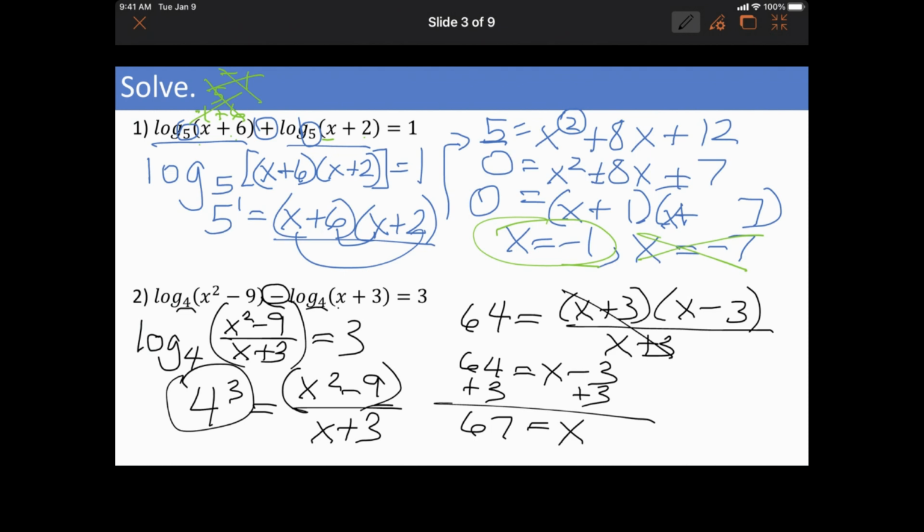67 of positive plus a positive is going to give me positive, so we're good. Right?